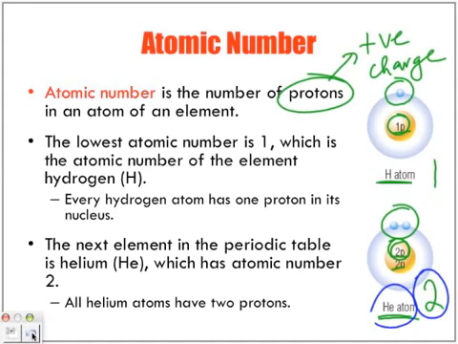So look at phosphorus. Right? Look at phosphorus on the periodic table. It's with the symbol P. It has the atomic number of 15. So phosphorus has 15 protons.